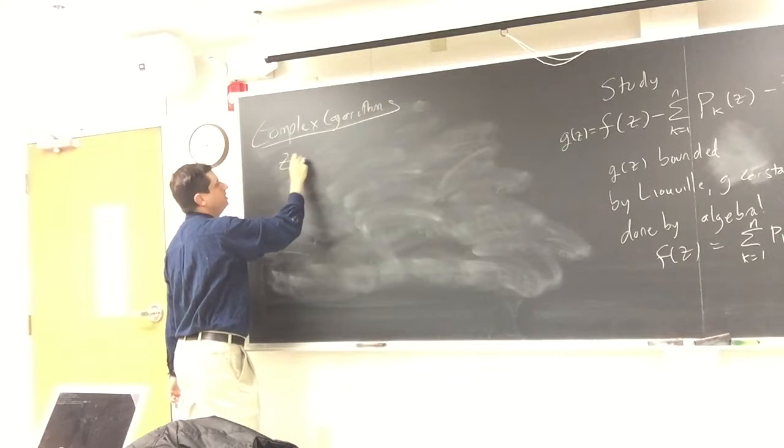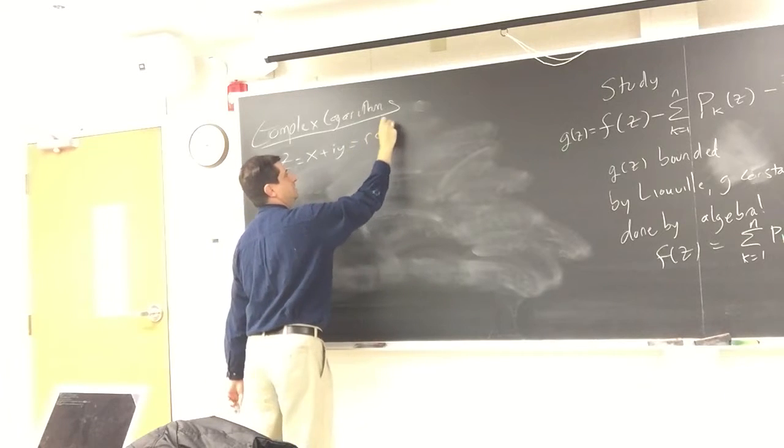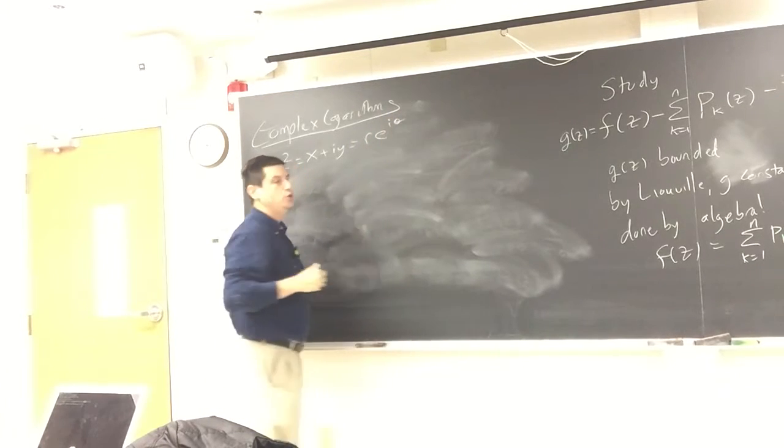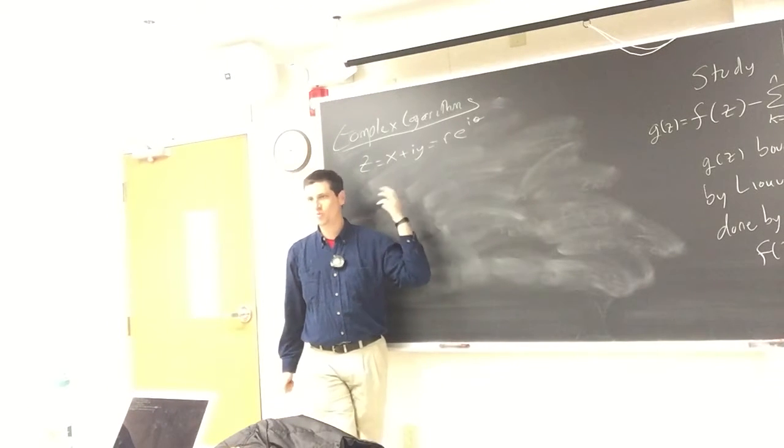So let's say I give you z is x plus i y is r e to the i theta. These are two different ways of writing z. If you need to take a logarithm, which way do you prefer?